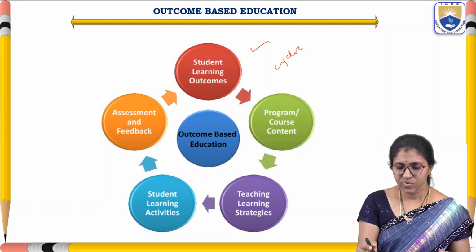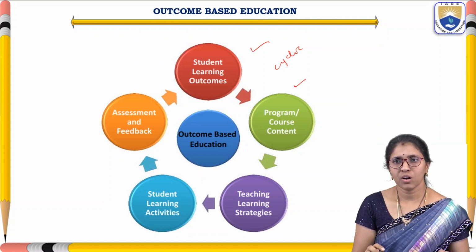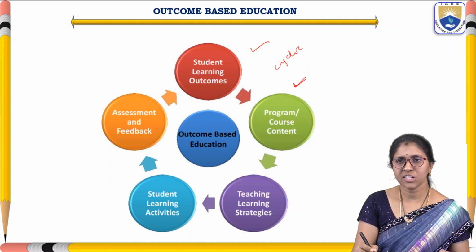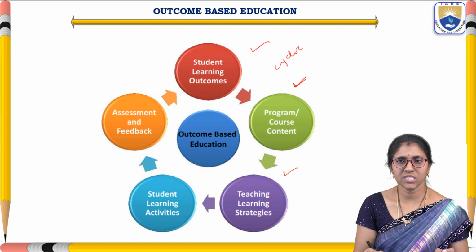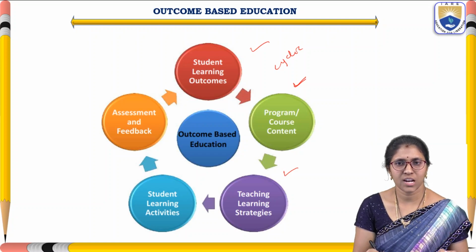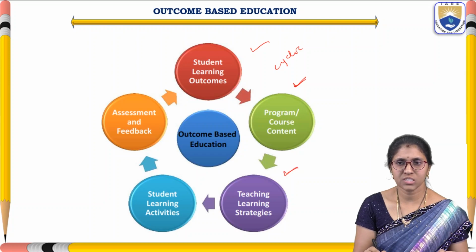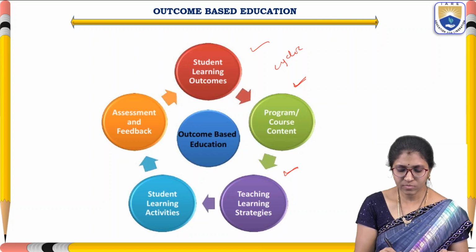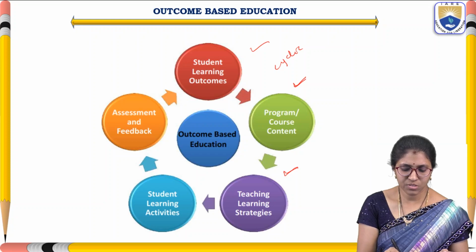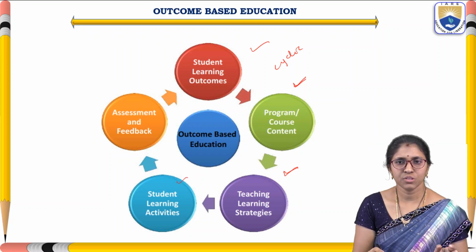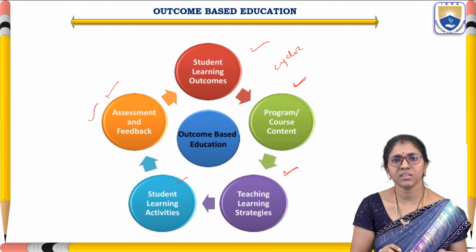First, the program outcomes and course outcomes are defined. After that, using different teaching and learning strategies, we inculcate the information to the students. By using student learning activities, they will learn better. After that, assessment and feedback are taken.